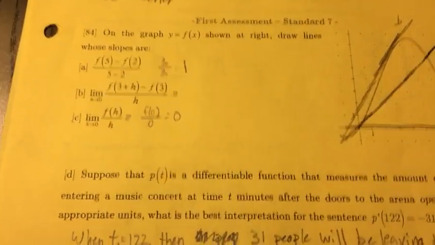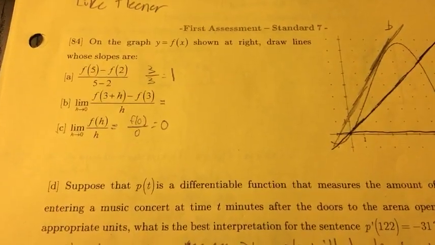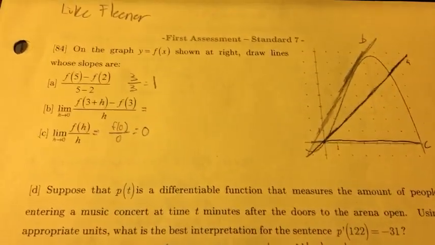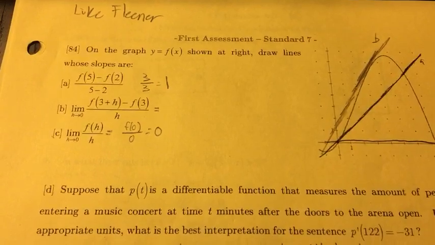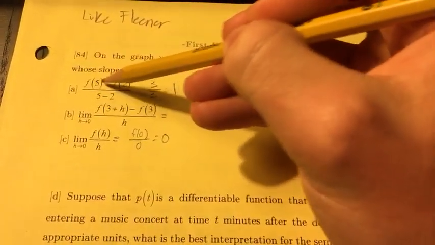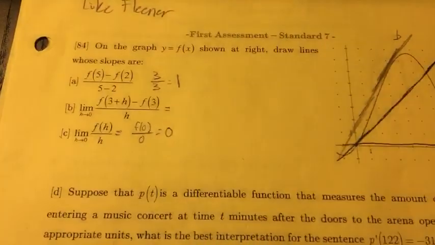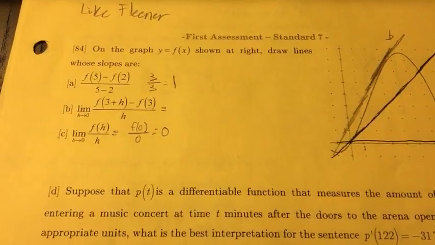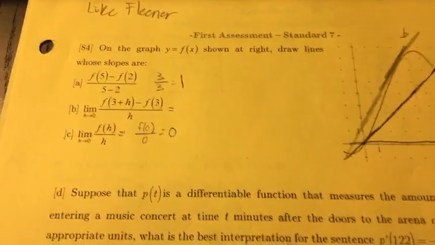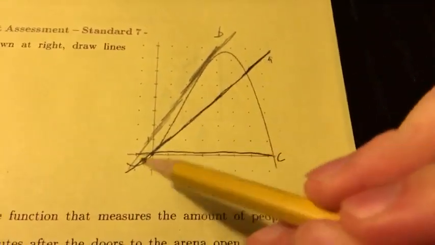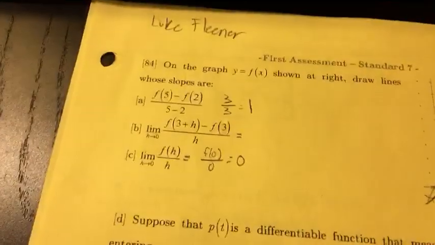Okay, standard 7. So, finding the tangent lines that touch the curve are described by the slopes in here. So, that f of 5 minus f of 2 is like saying y equals 5 minus y equals 2. So, 5 minus 2 is 3, and then 5 minus 2 again is 3 again. So, the line at A must have a slope of 1 starting at the origin.